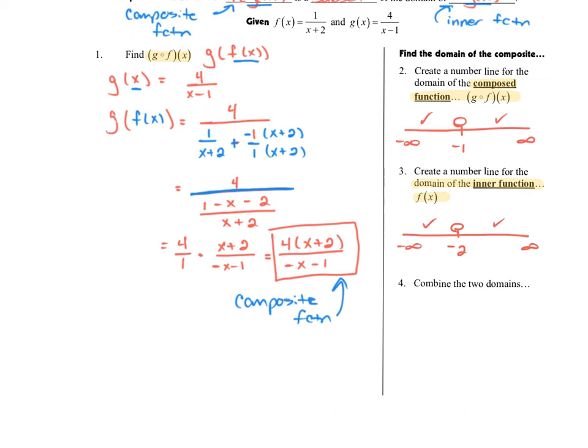We've reviewed this idea quite often in the semester. So then when we combine our two domains, we can see that the only restrictions that we need to consider would be this single hole and this single hole right here, and those would be the only values that need to be excluded. So set notation is going to be our best option here. So we'll say x such that x is not equal to a negative 2 or a negative 1. And that would be our domain for our composed function.